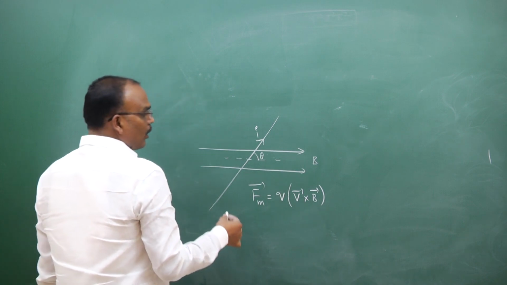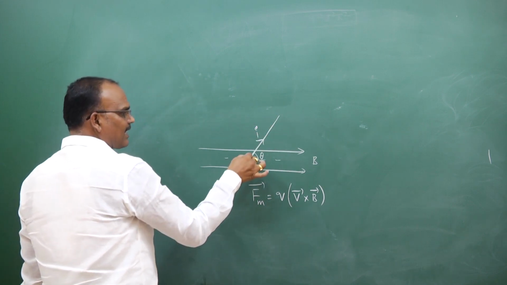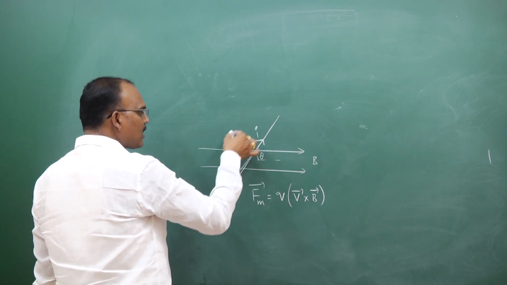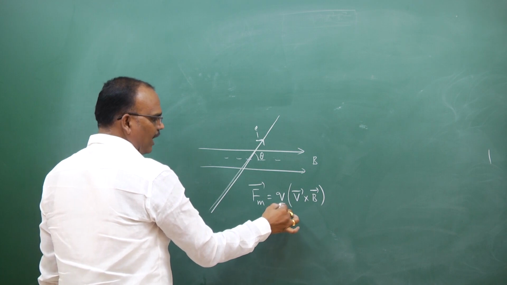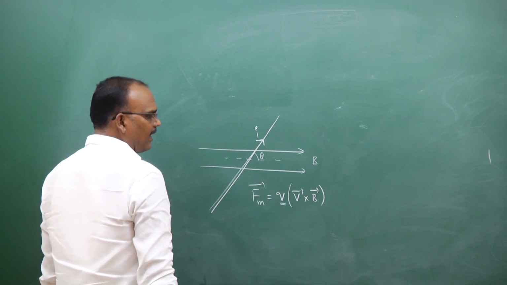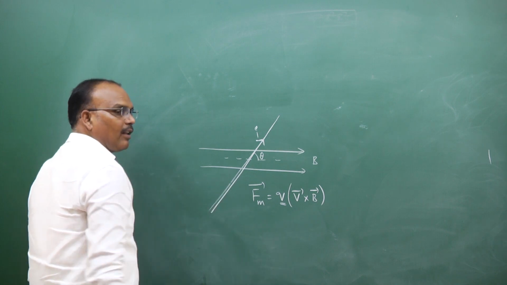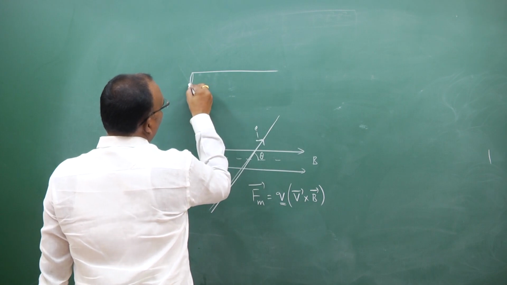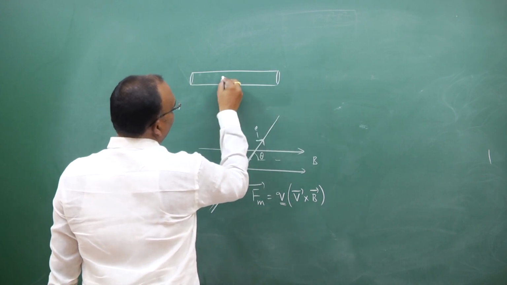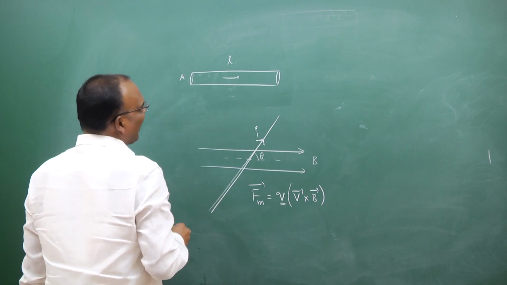Now to calculate the force on this conductor, first I need to know how much total charge is lying in this conductor. That I have to calculate and substitute here. Then I will get the magnetic force acting on this conductor. For that I am drawing the conductor in a different way. This is a current carrying conductor of length L, area of cross section A.